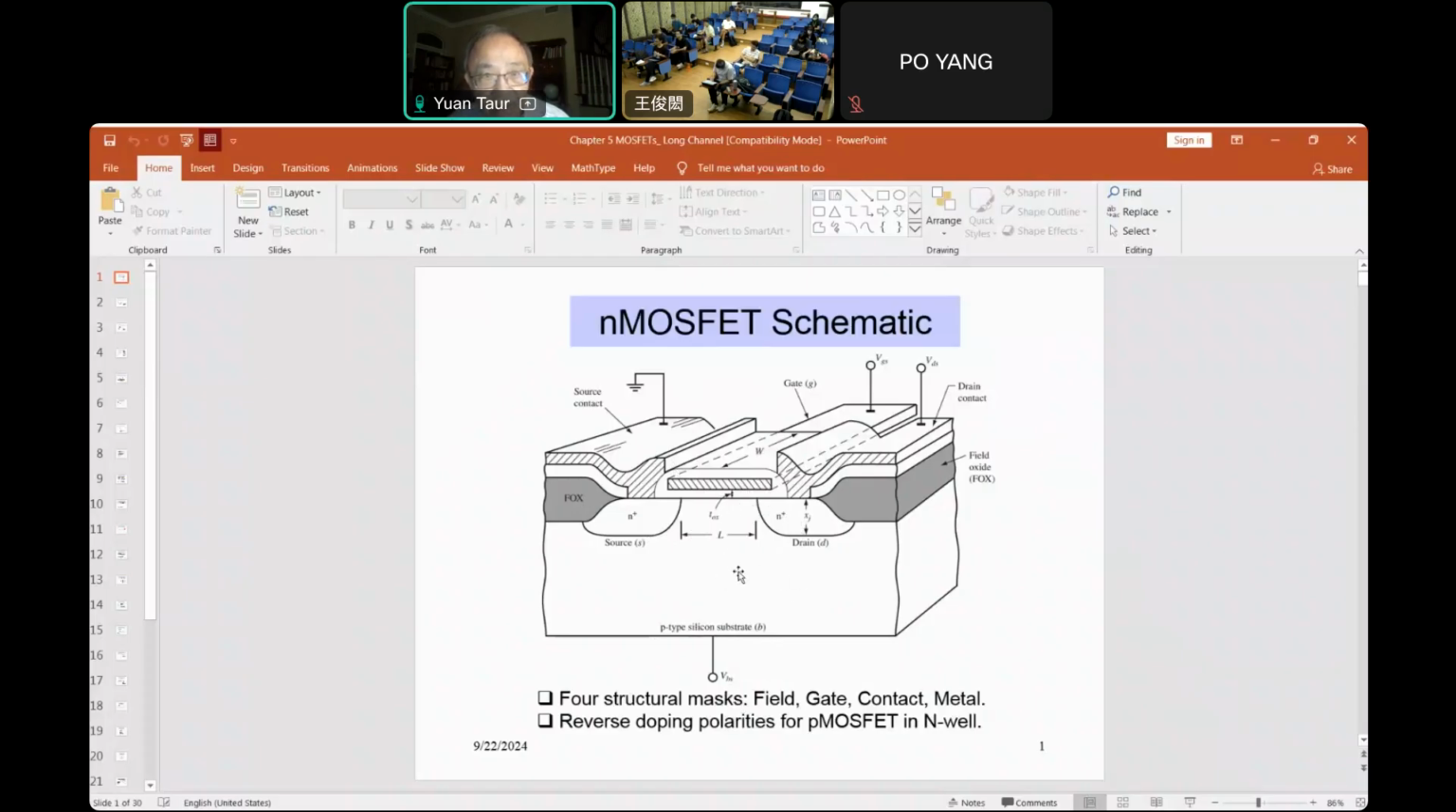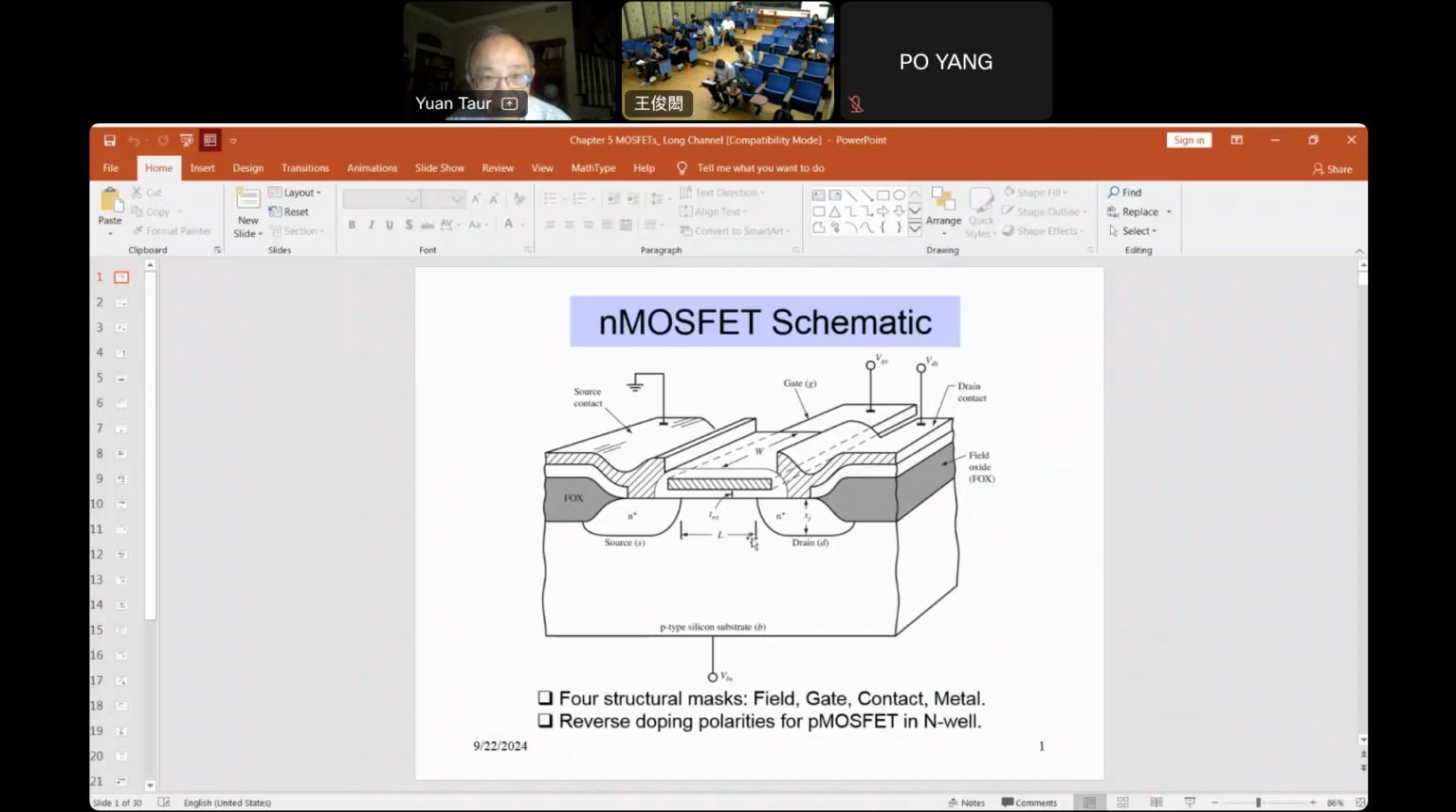But usually, in almost all textbooks, we just use NMOS to discuss the model that describes the current as a function of the voltage.